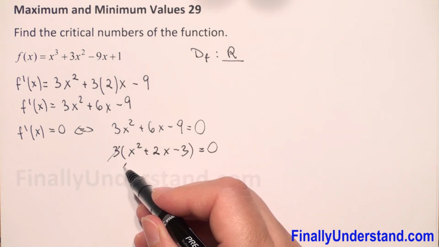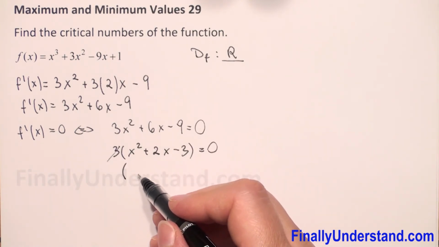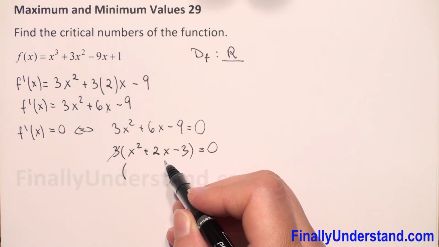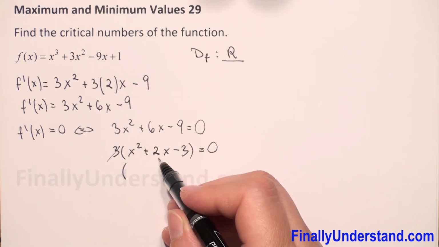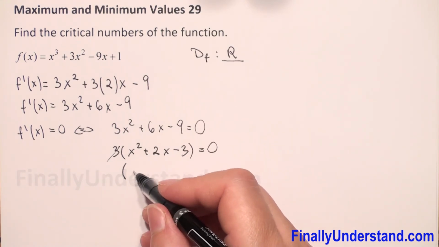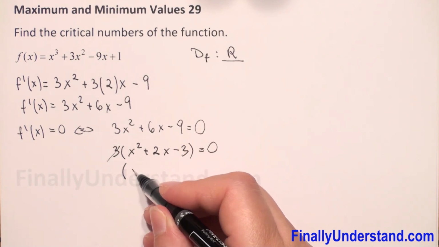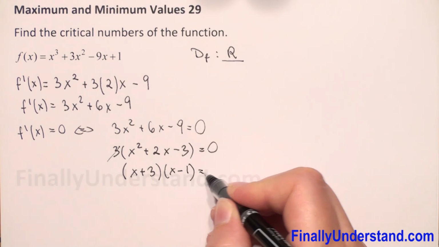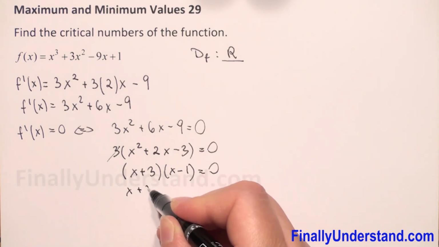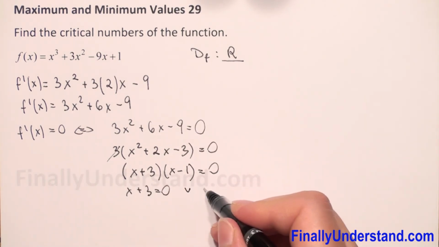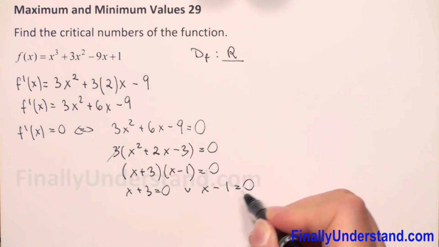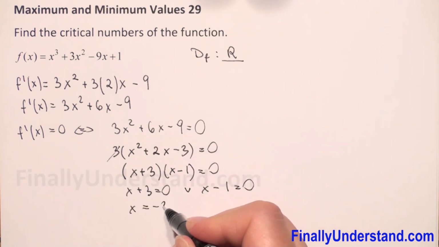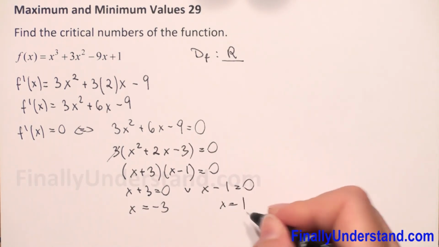So I have to find two numbers which multiplied by each other give me negative 3, and when I add them I will have 2. So it will be x plus 3 times x minus 1. This is equal to 0 when x plus 3 is equal to 0, or x minus 1 is equal to 0. So x equals negative 3 and x equals 1.